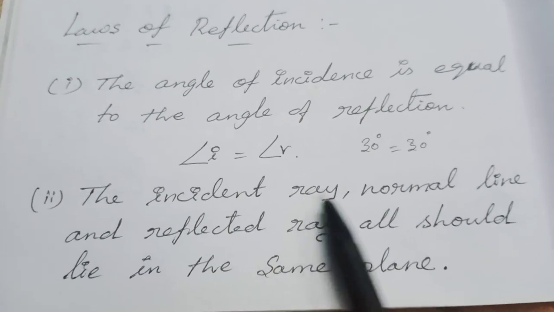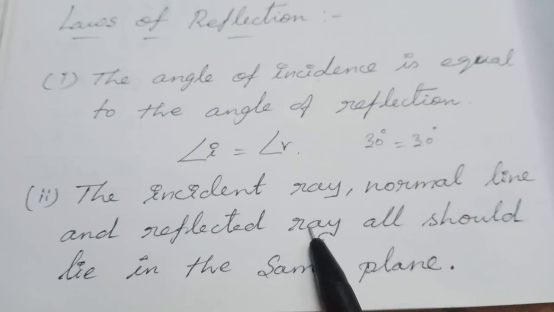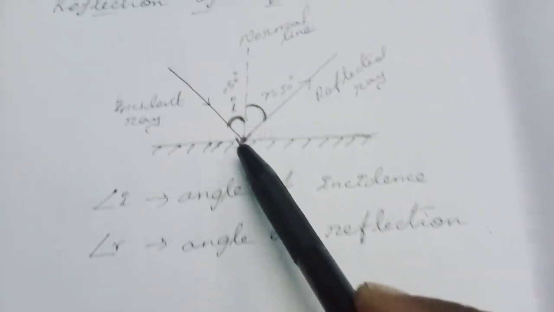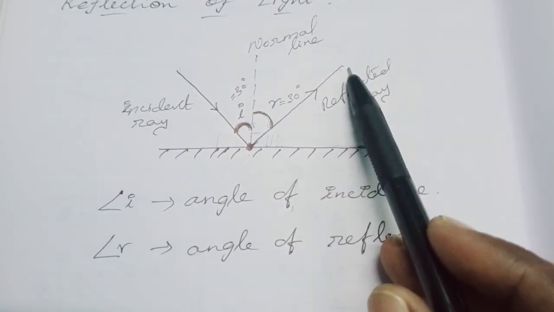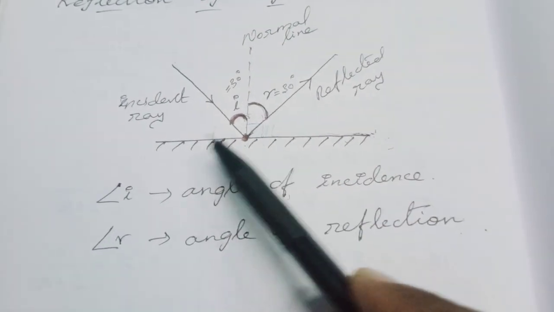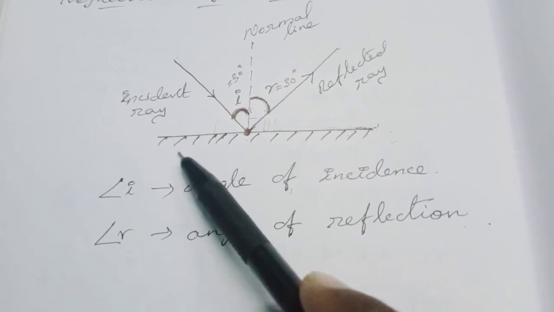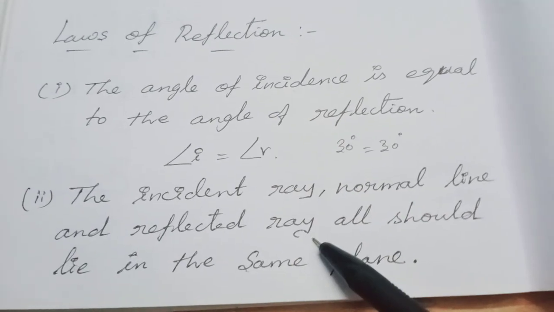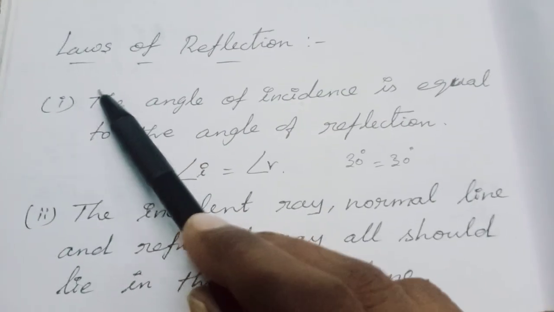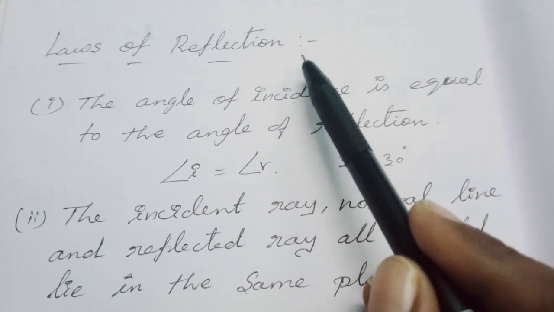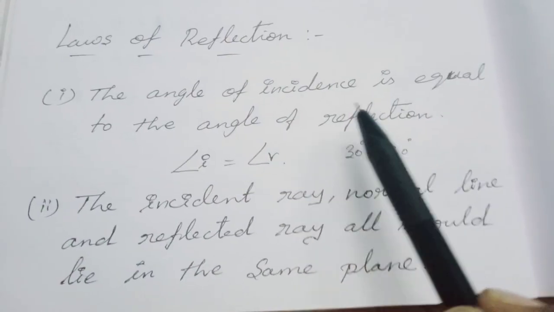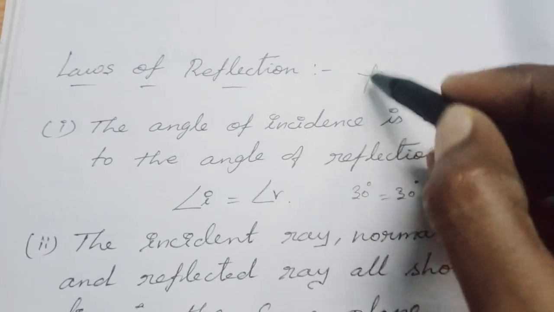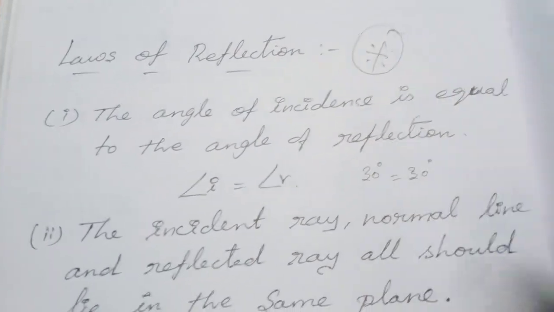See the next point: the incident ray, the reflected ray and the normal line should all lie in the same plane. Note down these two points, which come under the topic laws of reflection. If this question is asked for 2 marks or 3 marks, you can write only these two points. This is a very important question under this topic.